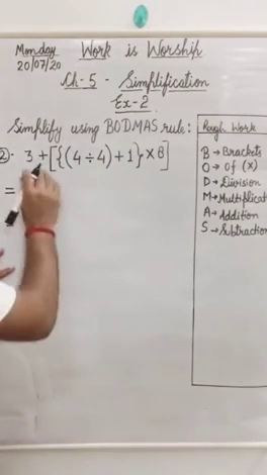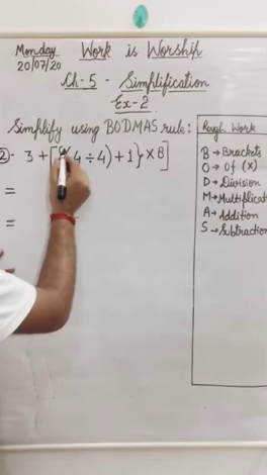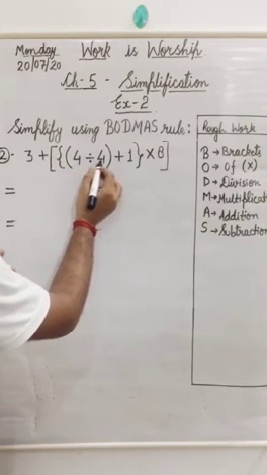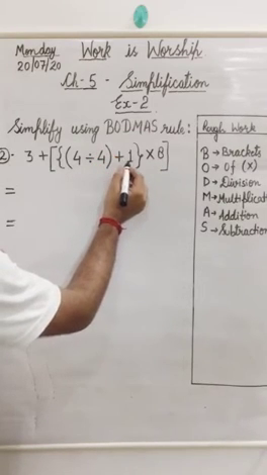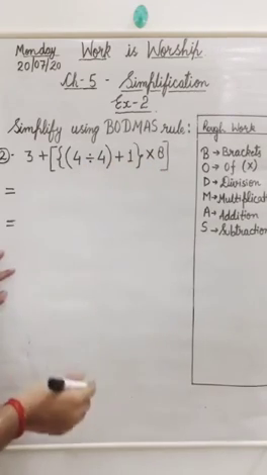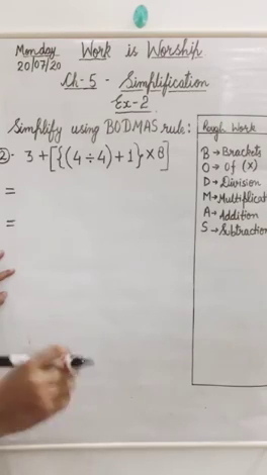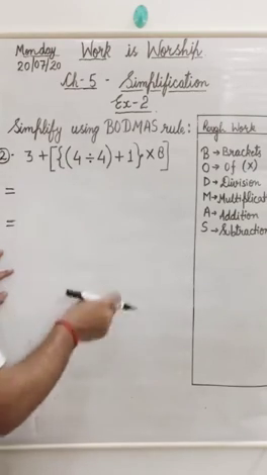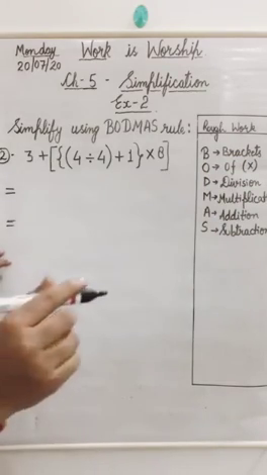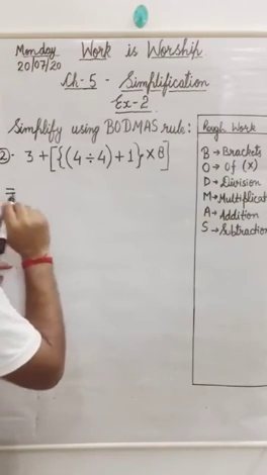Students, here we have another question from the exercise, and we have to simplify 3 plus big bracket start, curly bracket start, then round bracket 4 divided by 4, round bracket close plus 1, curly bracket close multiplied by 8, then big bracket close. So don't panic after seeing this type of problem. Always remember, we have to solve all the problems of simplification according to the BODMAS rule. So let us start the solution. So according to the rule, firstly we will solve the brackets. Here we have all 3 brackets.